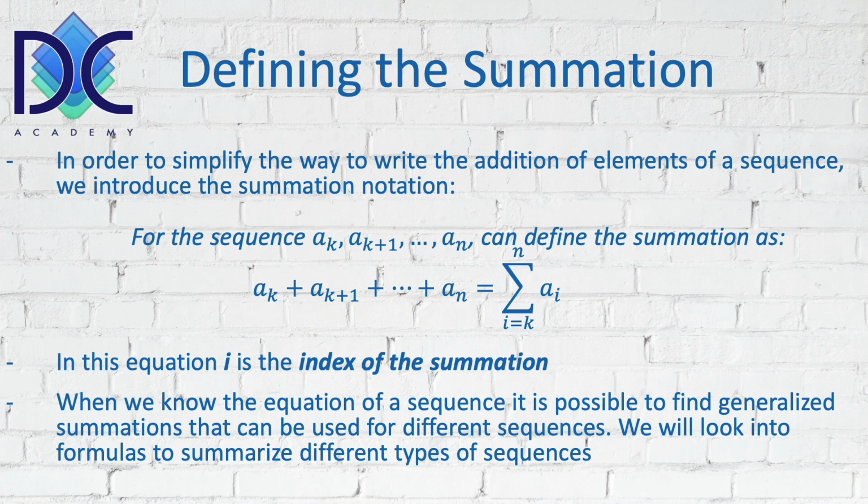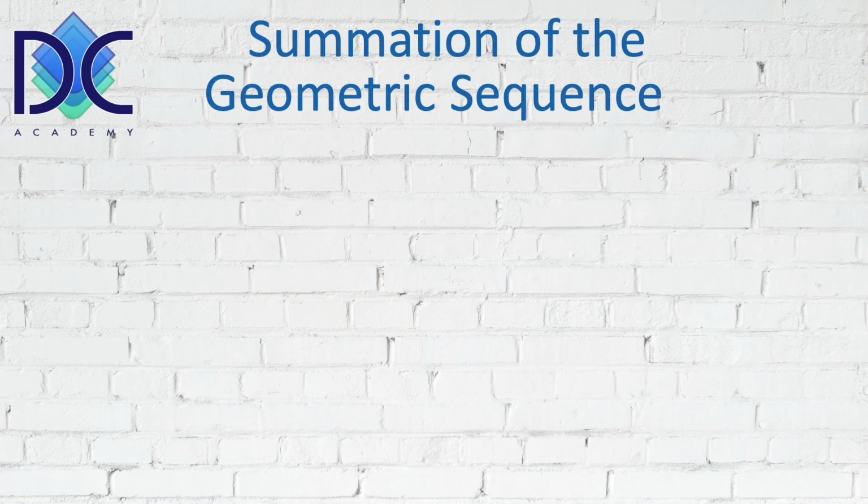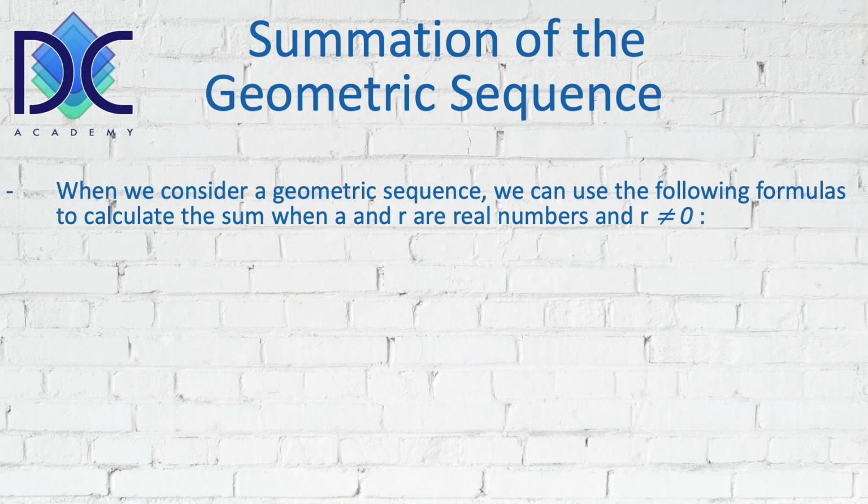When we know the equation of the sequence, it's possible to find generalized summations that can be used for different sequences. And we have to look into the formulas to summarize these different elements. Let's first look at the summation of a geometric sequence. When we have a geometric sequence with the terms a and r, which both are real numbers, and r is different from 0, right? If r would be equal to 0, there would be no sequence. Everything would be equal to 0.